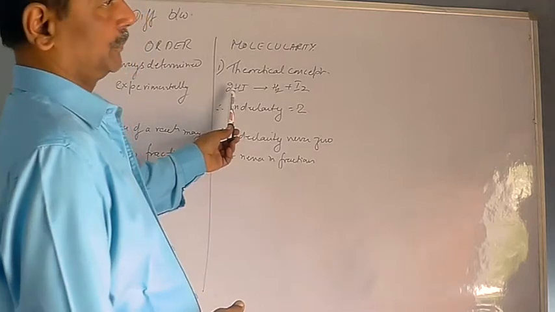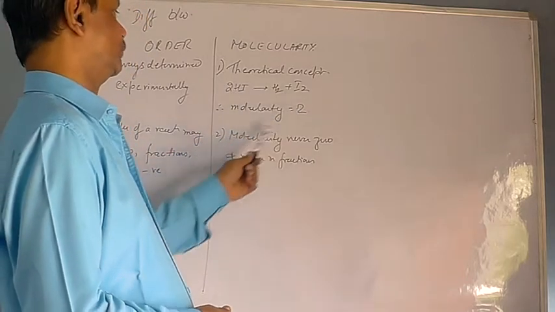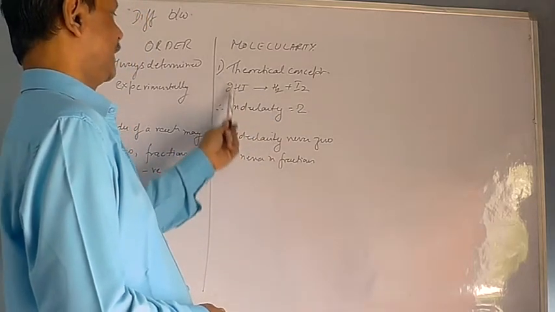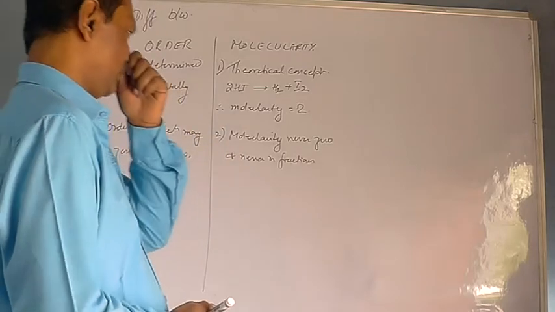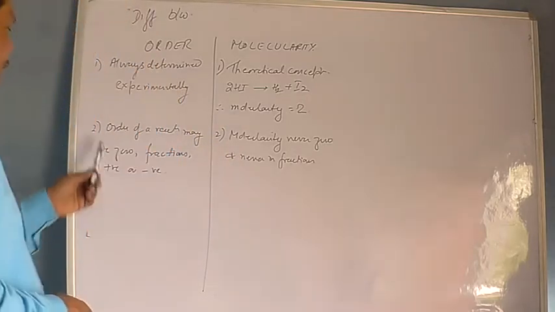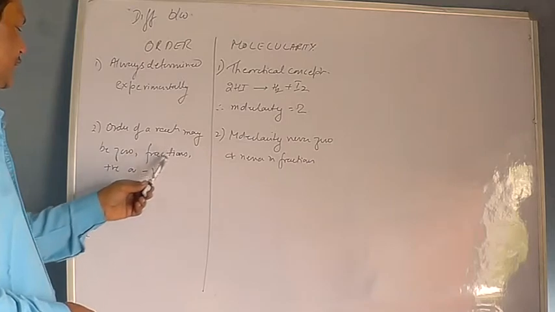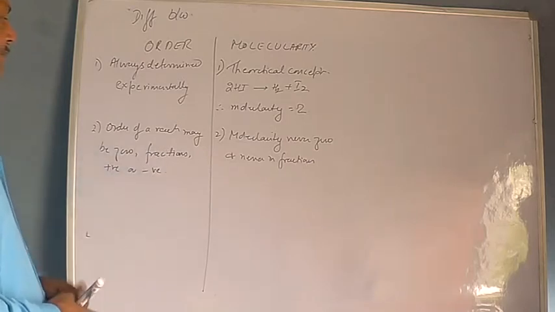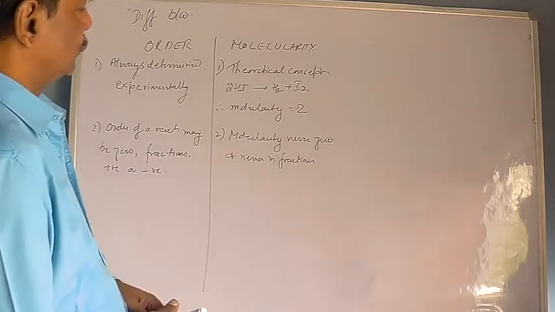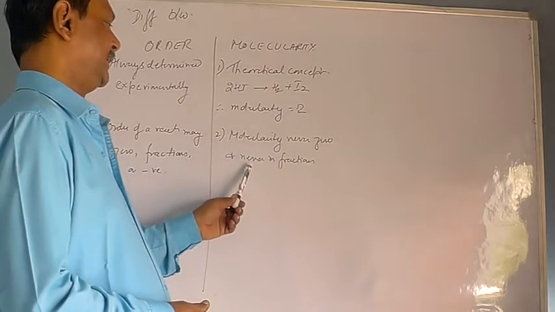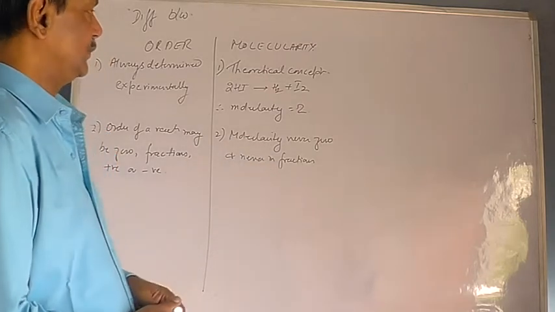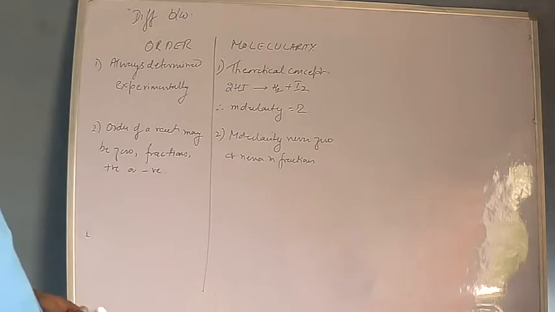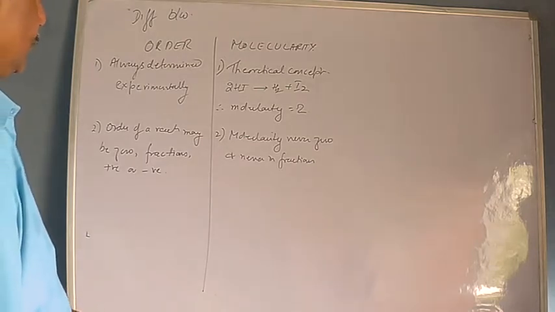See, in this reaction 2HI giving H2 plus I2, since 2 moles of HI were reacting, the molecularity is always 2. The order of a reaction may be 0, fractional, positive or negative. Class, molecularity is never 0 and never a fraction. So class, these are the two very important things which you must remember about the difference between order and molecularity.